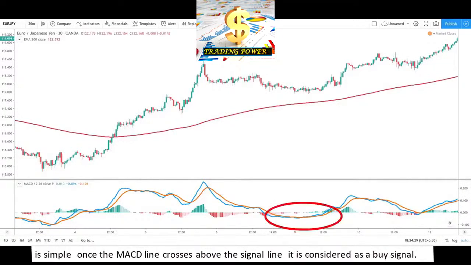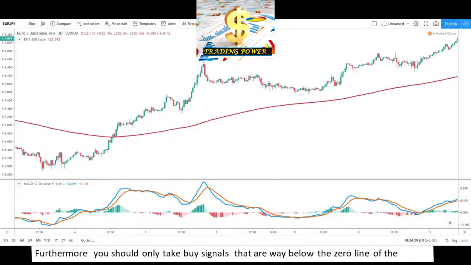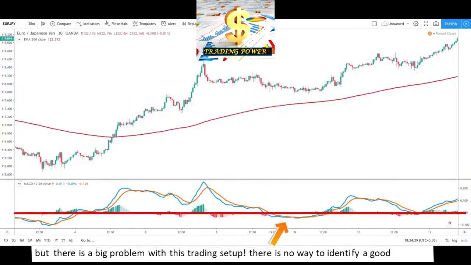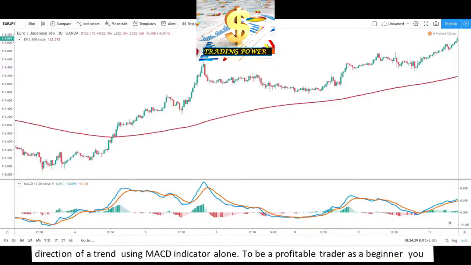Once the MACD line crosses above the signal line, it is considered as a buy signal. Furthermore, you should only take buy signals that are way below the zero line of the histogram. But, there is a big problem with this trading setup. There is no way to identify a good direction of a trend using MACD indicator alone.